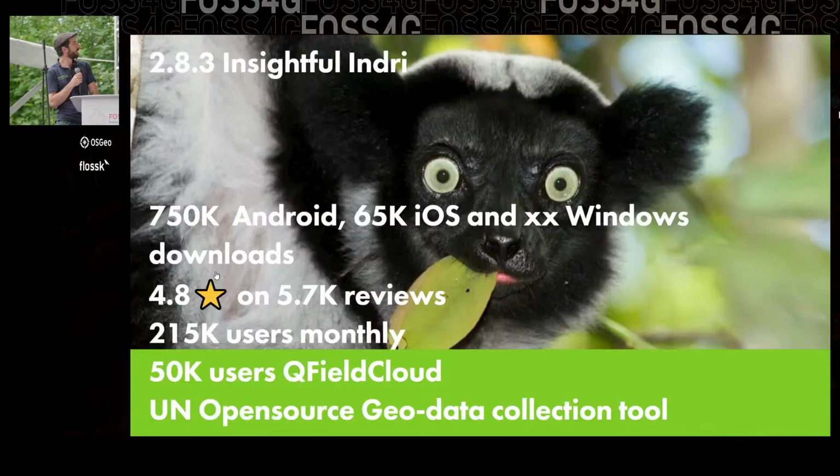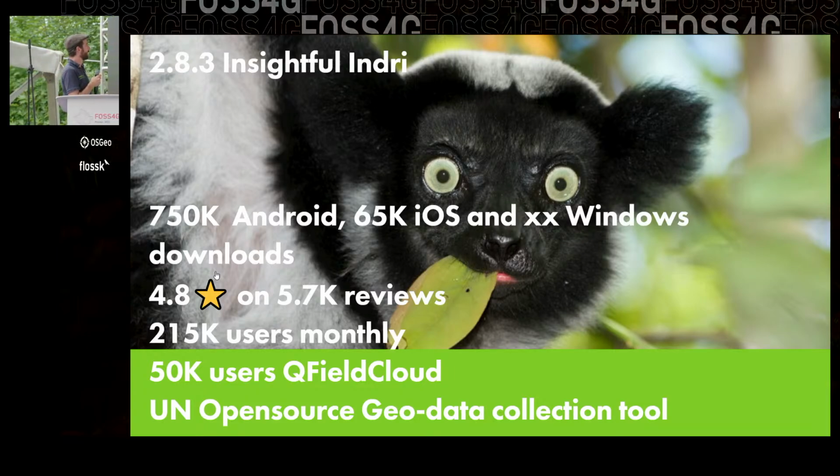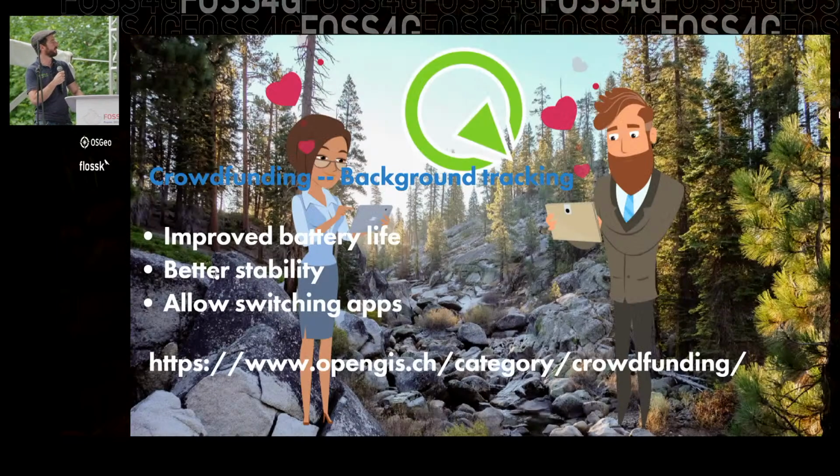There are 750K Android downloads and 65K iOS installations. We don't know how many Windows installations there are because we don't have the statistics. A lovely 4.8 star rating with 5,700 reviews. Please help us to make that even better. We'd love that. And 250,000 monthly users. And the UN suggested QField as a data collection tool for their UN projects.